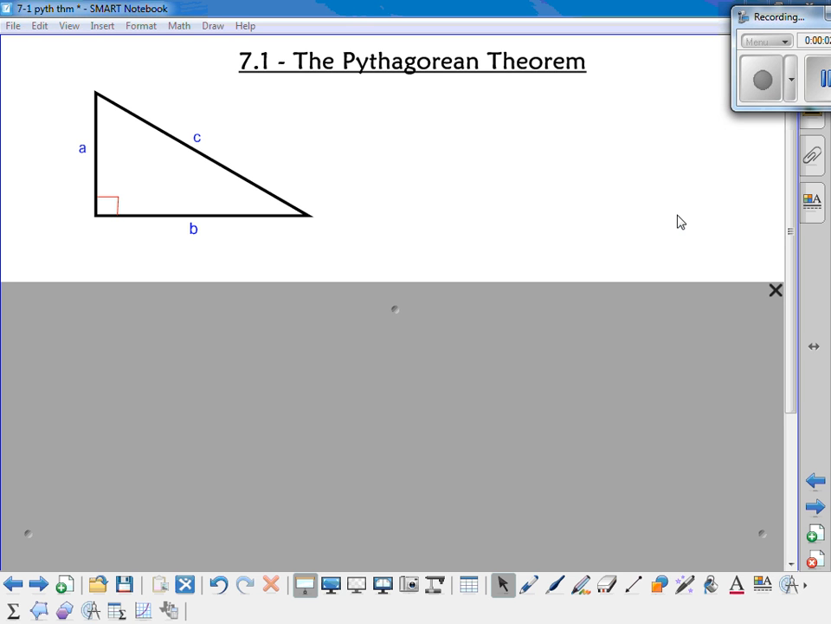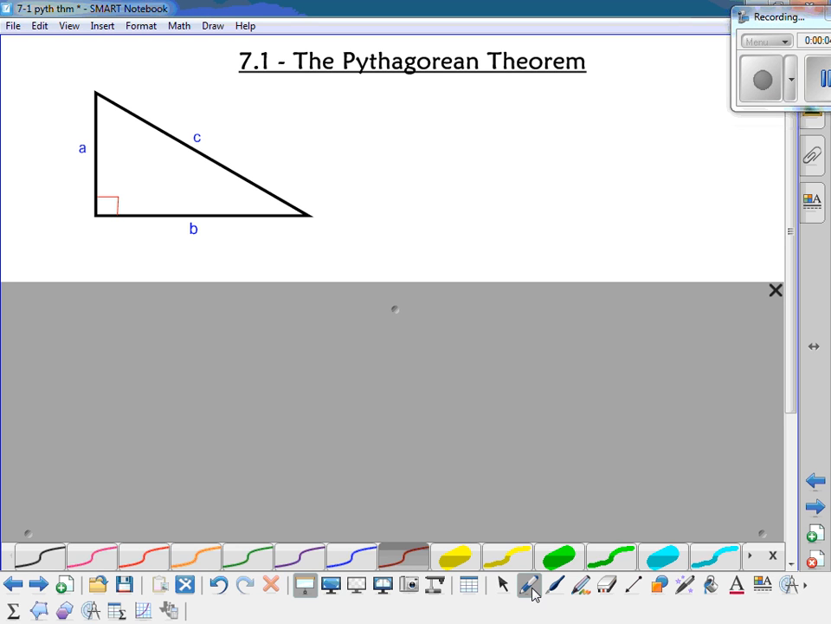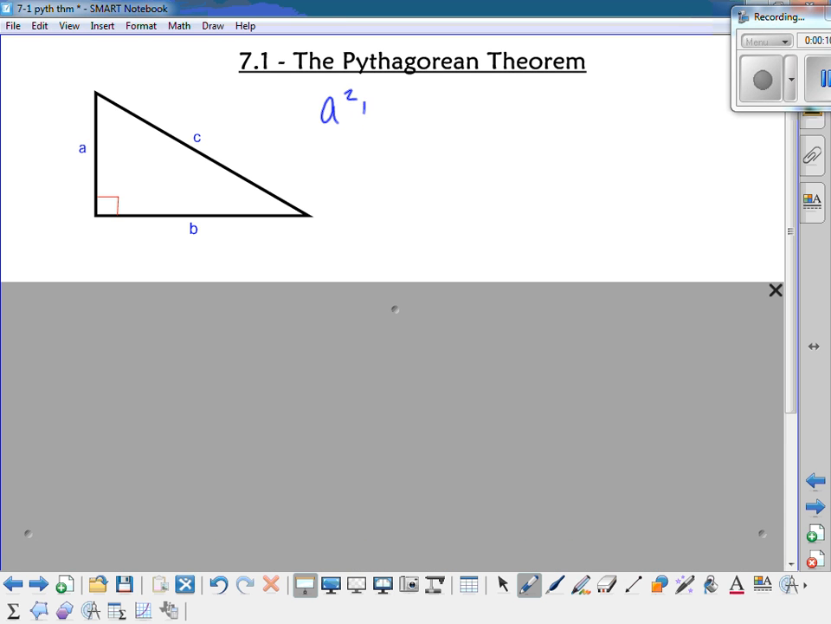Okay, so today we're going to talk about the Pythagorean Theorem. Hopefully you all remember that from, I don't know, 6th or 7th grade, which is probably when you first learned it. A squared plus B squared equals C squared. And you always have to remember C is always the hypotenuse.